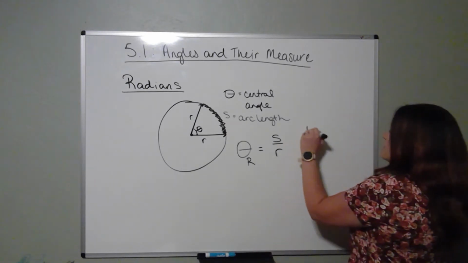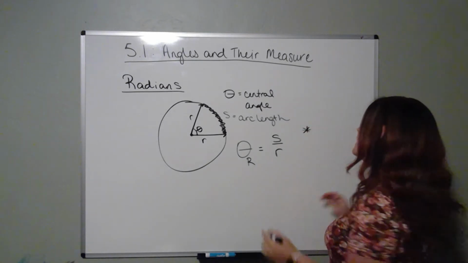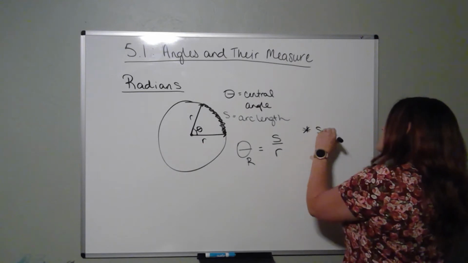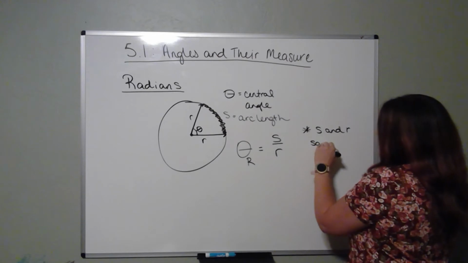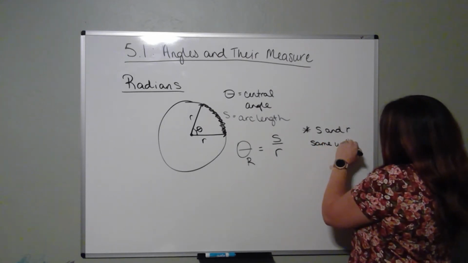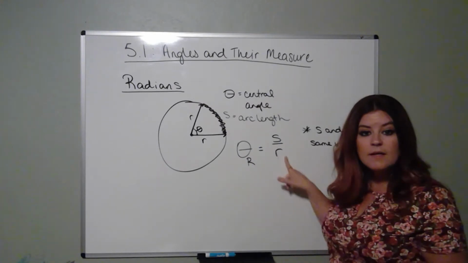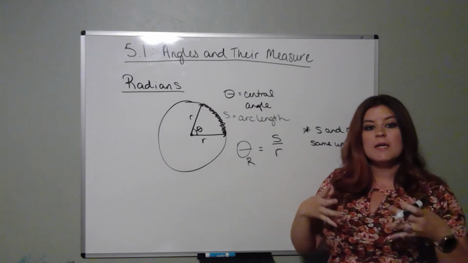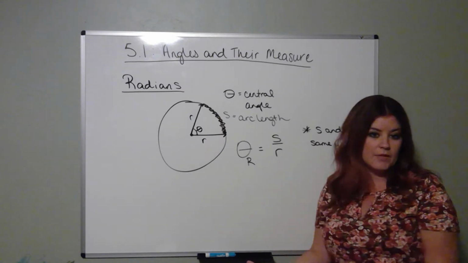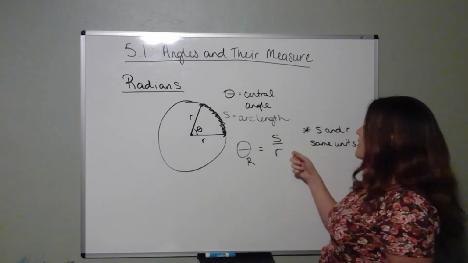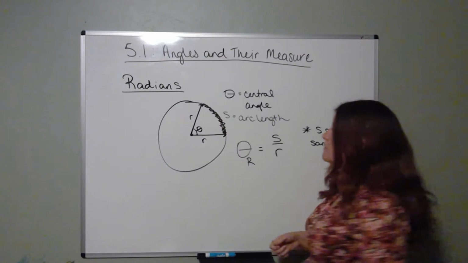One thing I want to note, as you're working homework problems, and we'll do some examples here in a minute, for this to work, S and R have to be the same unit. So for example, you're working a problem, if they give you S in feet and R in inches, you would have to make both S and R the same unit. So you might make them both inches, or you might make them both feet, depending on what you have. But they have to be in the same units to get an accurate radian measure. So let's do an example.